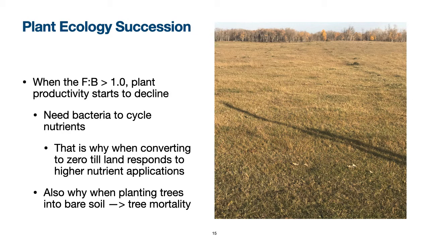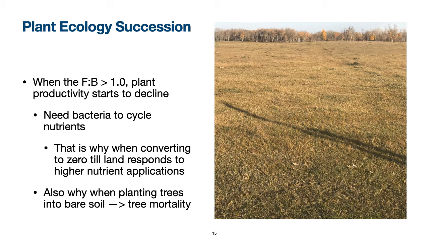And that's the reason why, when converting to zero till, the land becomes sluggish for the first 3 to 5 years, depending on rotation and quite a few variables. Most people, when they go to zero till, say that their fertilizer requirements increase for the first 5 years, and then after that they back off. The reason is that because we're not tilling anymore, we're not promoting that bacterial load.